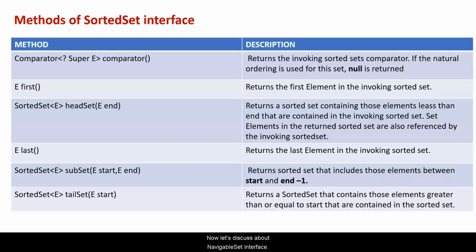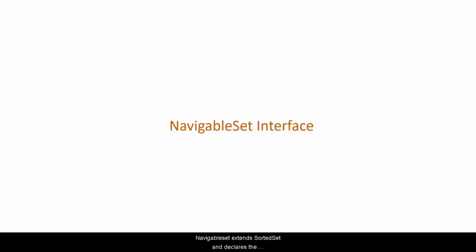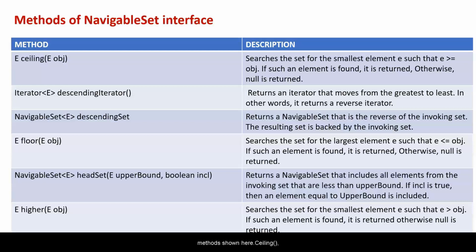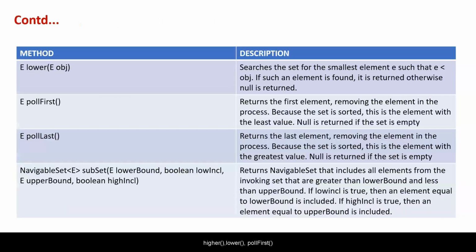Now let's discuss the NavigableSet interface. NavigableSet extends SortedSet and declares the behavior of a collection that supports the retrieval of elements based on the closest match to a given value or values. In addition to the methods that it inherits from SortedSet, NavigableSet adds these methods shown here: ceiling, descendingIterator, descendingSet, floor, headSet, tailSet, higher, lower, pollFirst, pollLast, subSet.